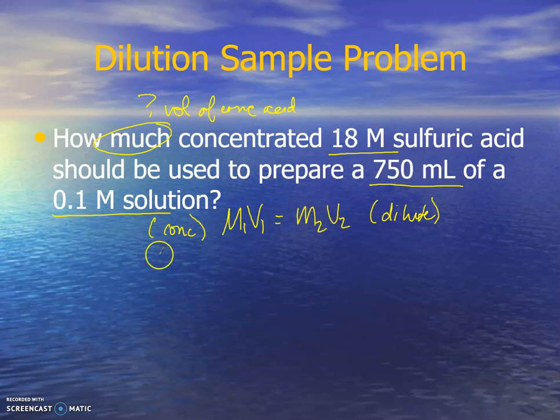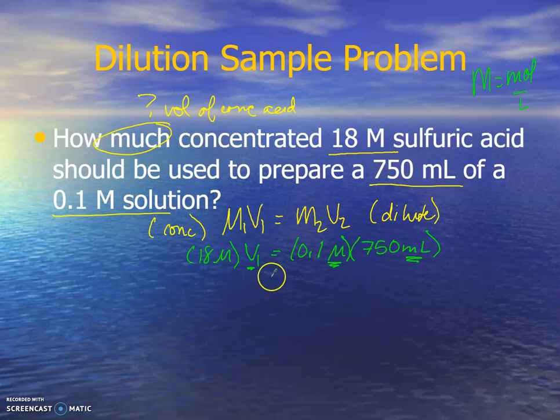The molarity of my concentrated acid is 18 molar. I do not know the volume. I'm solving for V1. The molarity of my dilute is 0.1 molar and the volume is 750 milliliters. Now, I know that molarity is in moles per liter. If you have milliliters over here, you don't have to convert it to liters so that the liters cancel out. But your answer over here for volume will be in milliliters. So just be careful of that.